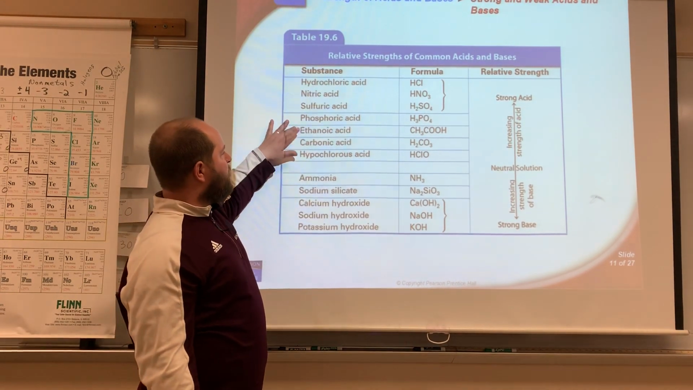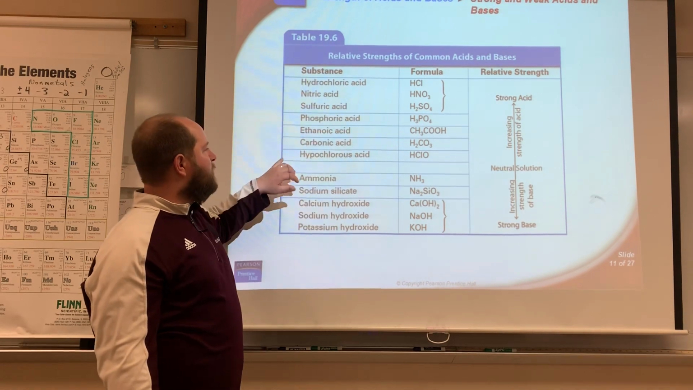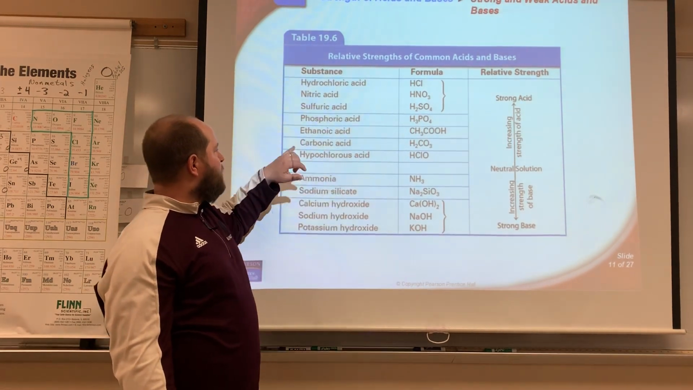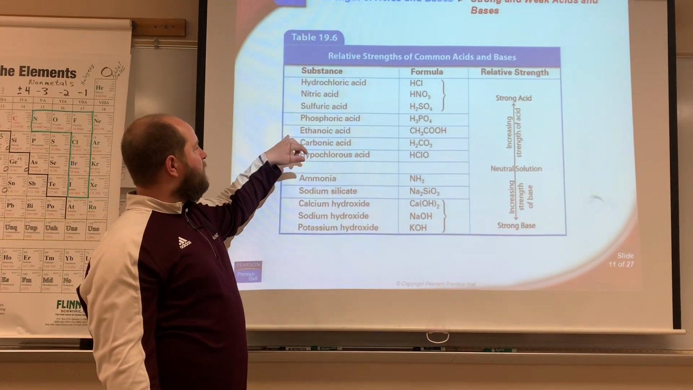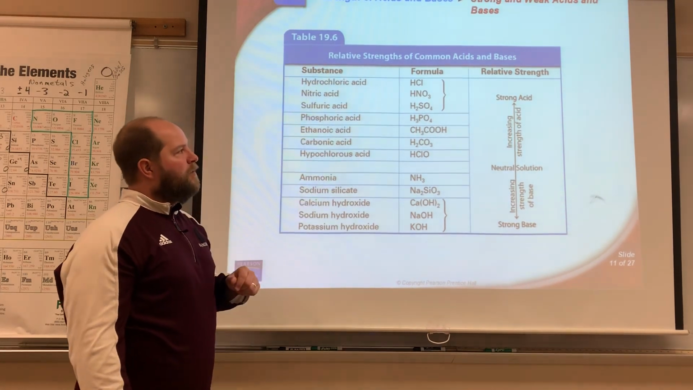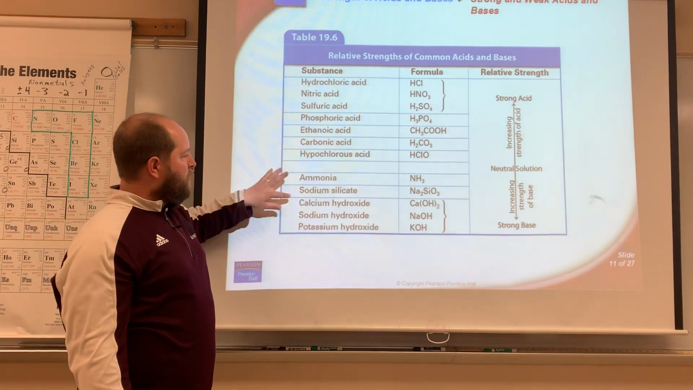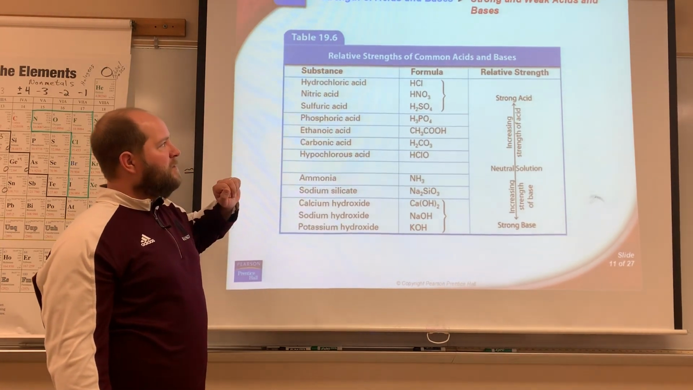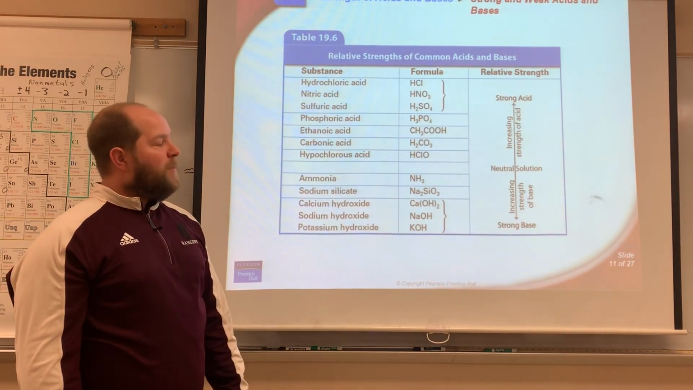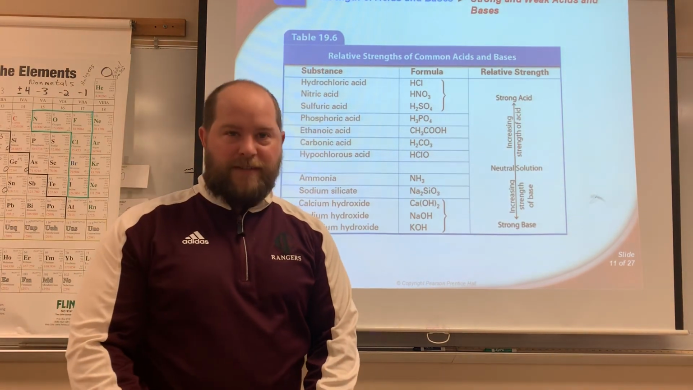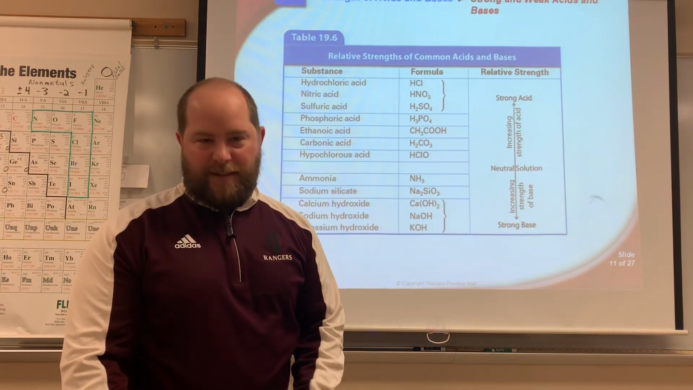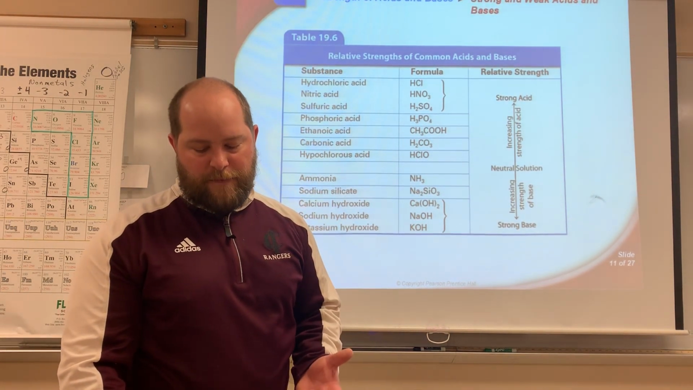And these ones are your weaker acids: your hypochlorous acid, your carbonic acid, your ethanoic acid. Those are your weaker ones. We use Ka values for these. We use Kb values for some of these. But yes, I had to memorize the acids and bases in my college chem class. It's a really good thing to know.